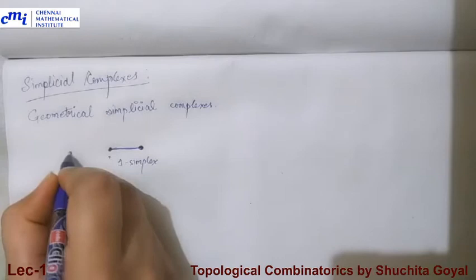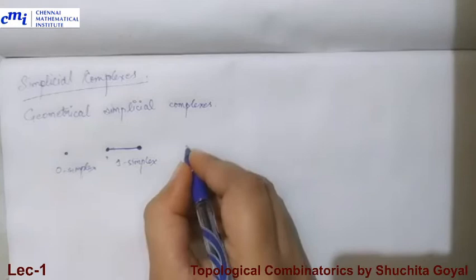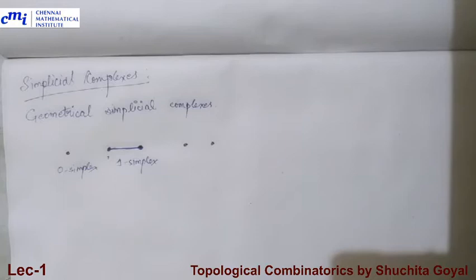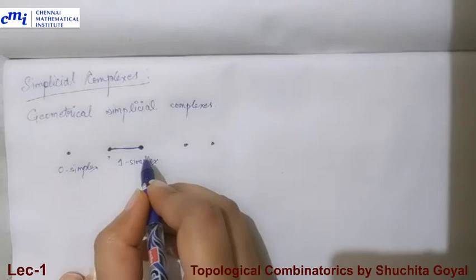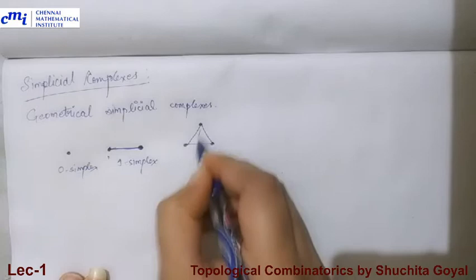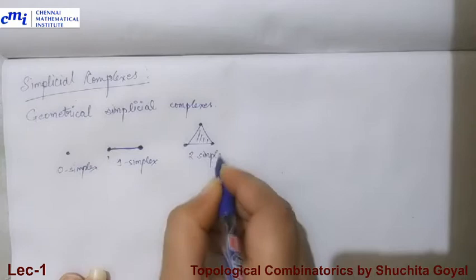Had I taken just this, it was a zero simplex. And if I already have two affinely independent points, I take a third one, which means the third one should not lie in the convex hull of these two points, which means it has to be somewhere off the line, and you take the convex hull of these. This is a 2-simplex. Like this, you see what these simplices are.